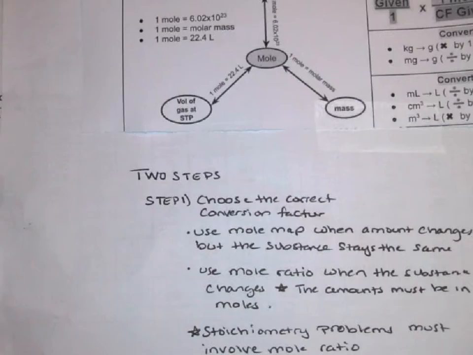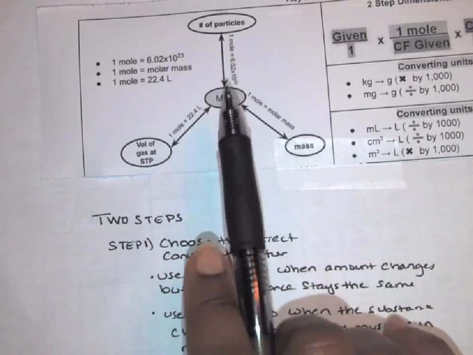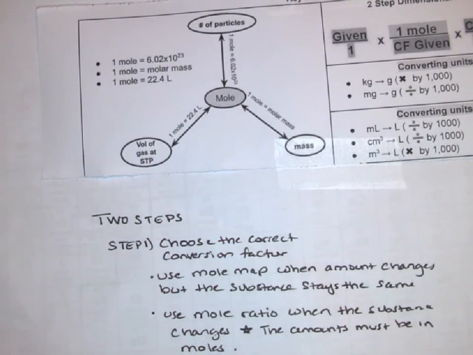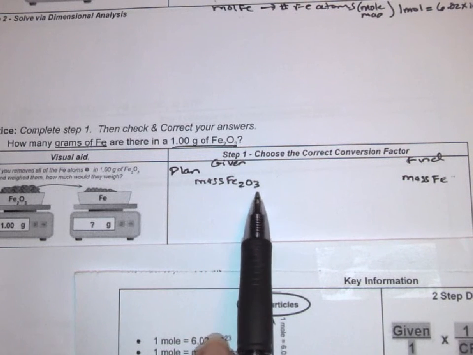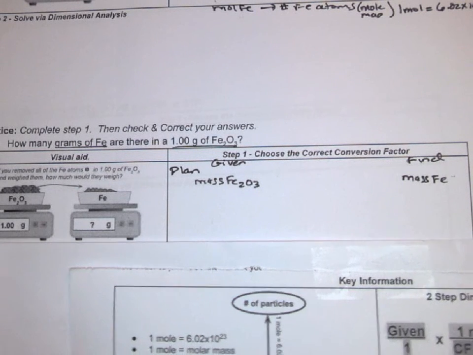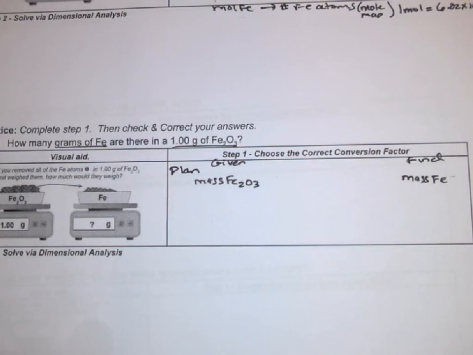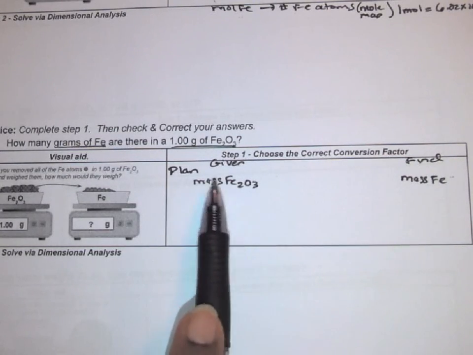Your options will be based on either using the mole map or the mole ratios. And for all these examples, the mole ratios will come from the subscripts in the chemical formula.